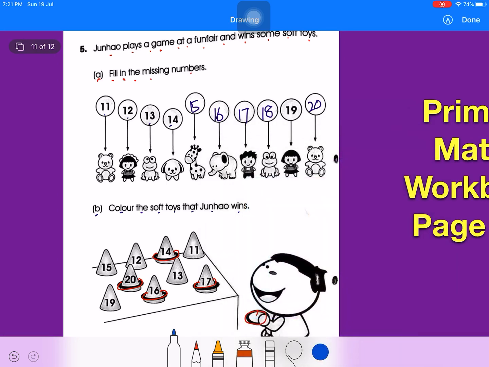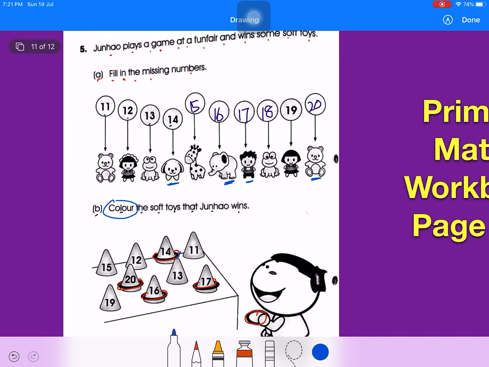Okay, we start from 14. Find out 14, this one. 14 is a toy dog. And then 16 is a toy elephant. 17 is the toy boy. And then the last one, 20, is a teddy bear. So what should we do?